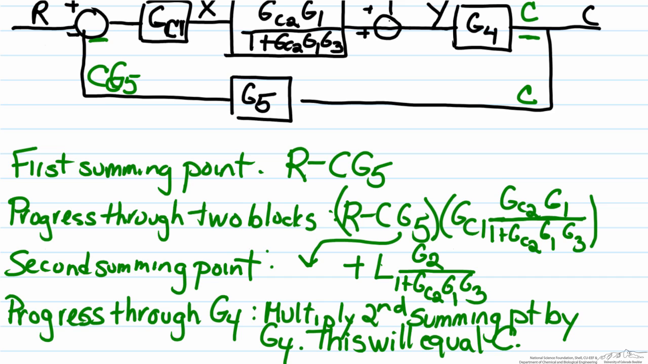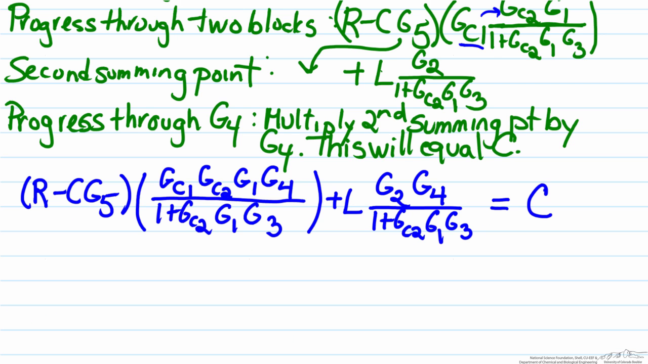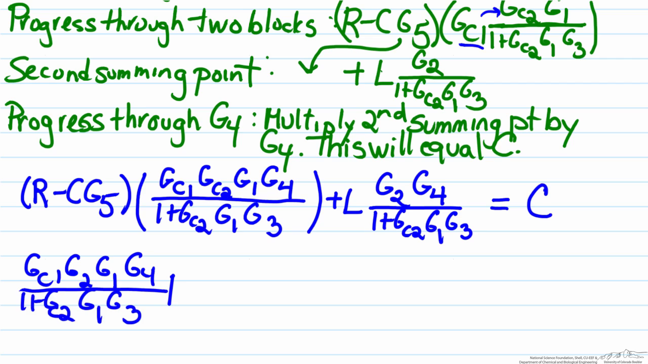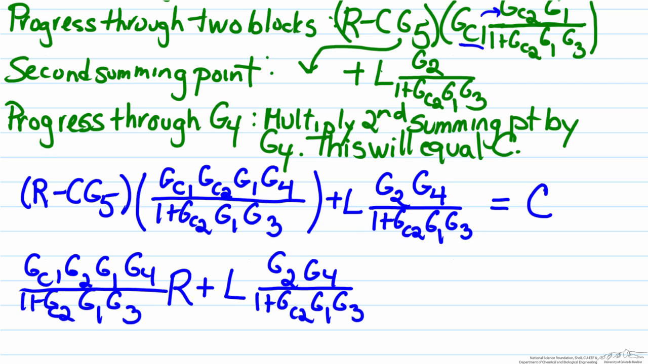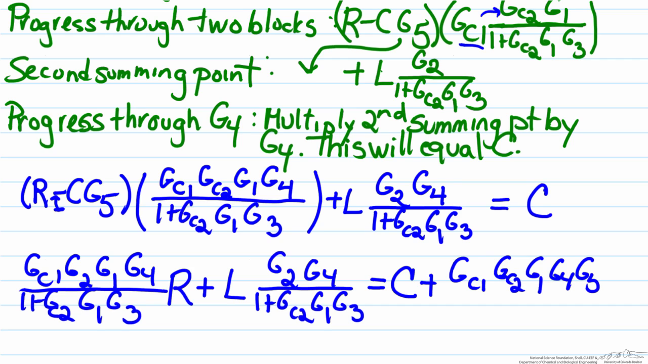As you might be able to tell by looking at some of the terms we have here, a little bit of algebra will have to be utilized. So our next step here is to move the C terms all onto one side. And when we do that, what we're left with is GC1 G2 G1 G4 divided by our denominator. The L term doesn't change. And then we'll have C, the minus sign shown here will become a plus. So we'll have plus GC1 GC2 G1 G4 G5 divided by our denominator multiplied by C.